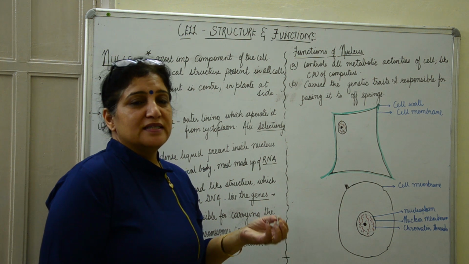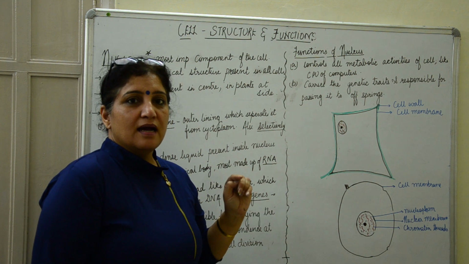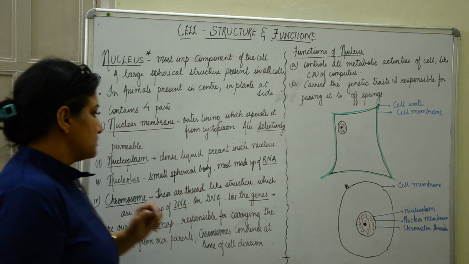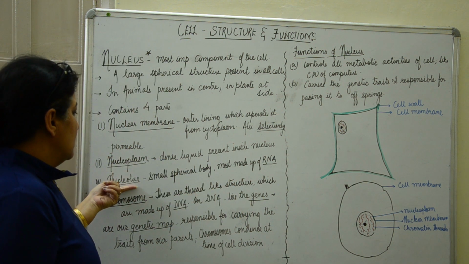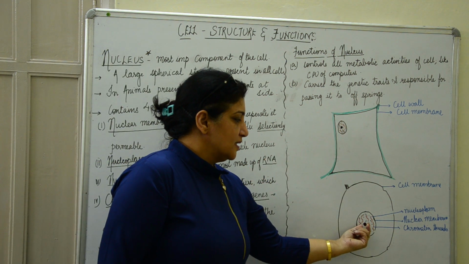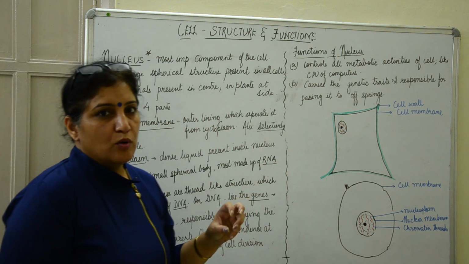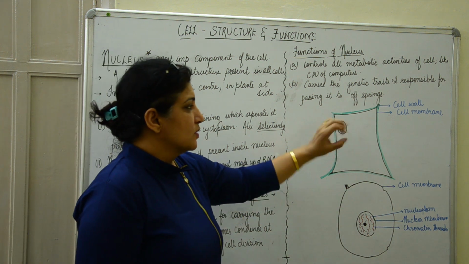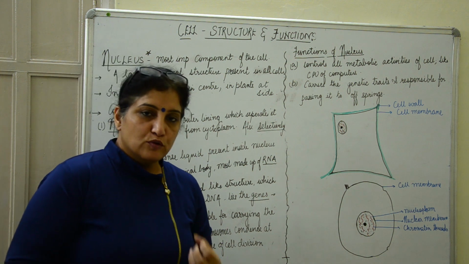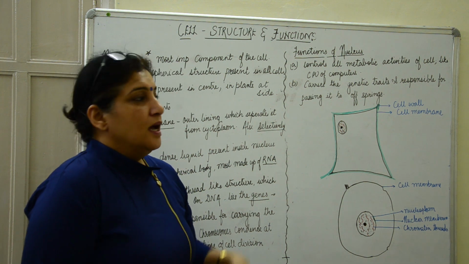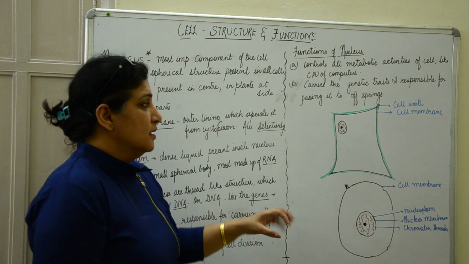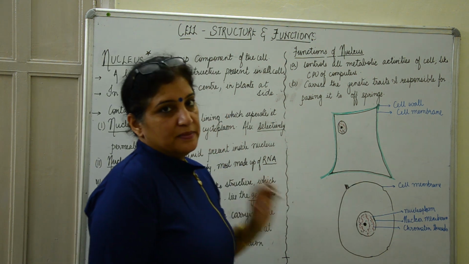It is also called karyoplasm in certain books. You will find the reference of it as K-A-R-Y-O plasm, P-L-A-S-M. Then you have the nucleolus, which is present in the nucleus. It's a dense spherical body which contains lots of proteins and RNAs. When the nucleus is dividing, the nucleolus is not visible at that time.